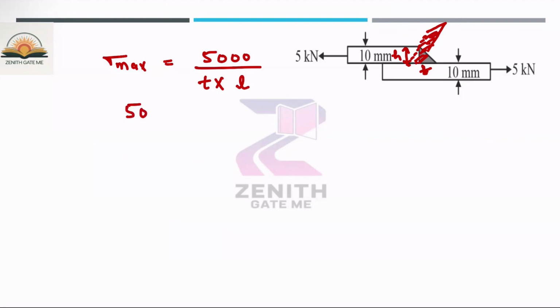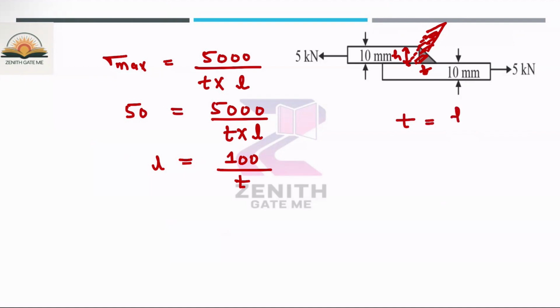And the maximum stress is nothing but 50. So this value is 5000 divided by T into L. So from here you can calculate the length of weld, which is nothing but 100 divided by T. So the throat thickness value you have to calculate. For that, there is a relation. The throat thickness is nothing but equal to the plate thickness divided by root 2. So the throat thickness is equal to, plate thickness is given as 10, divided by root 2.